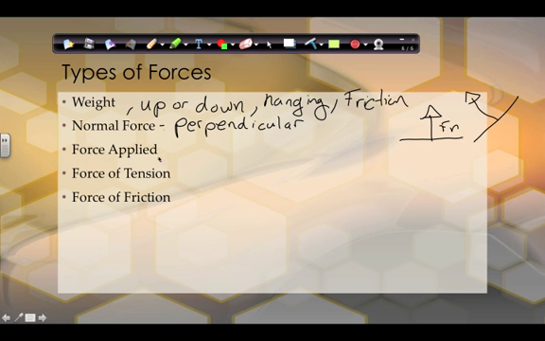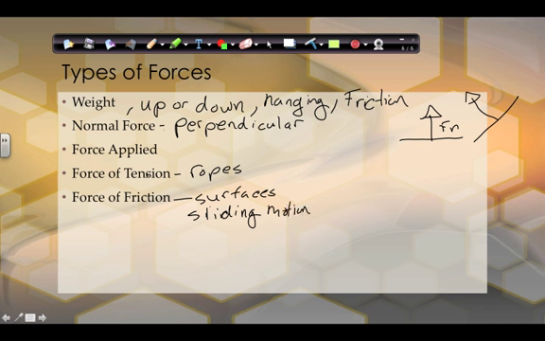The force applied could be something that's being pushed or something when it's being pulled. Force of tension applies when you have ropes and something is being pulled. It's basically a pull. And the force of friction will happen when you have surfaces rubbing on each other, or a sliding motion. So when you have a sliding motion, there will be friction.